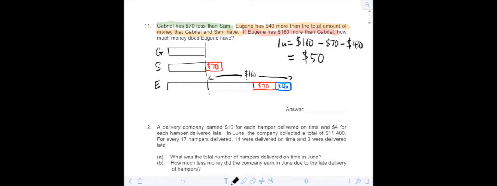Okay, so now we want to find how much money does Eugene have altogether. Eugene has 2 units plus the 70 plus the 40. Or we can just take a shortcut since we know this is $50. We know that it's $160. We just add them together. We get 210. Alright, answer will be 210.